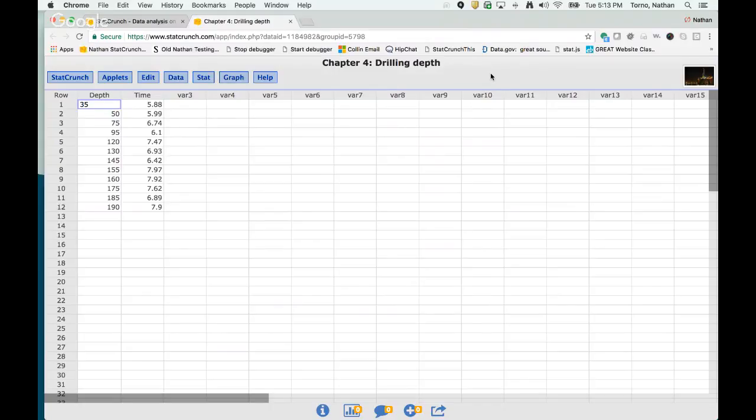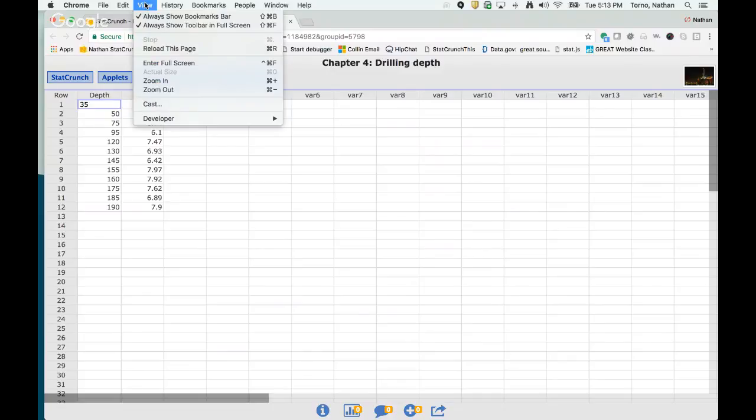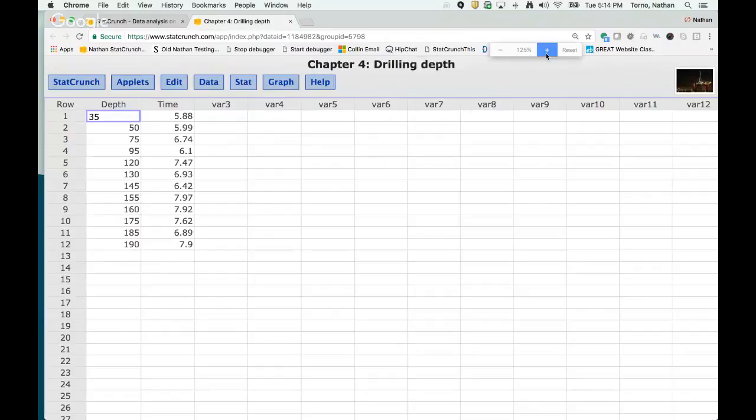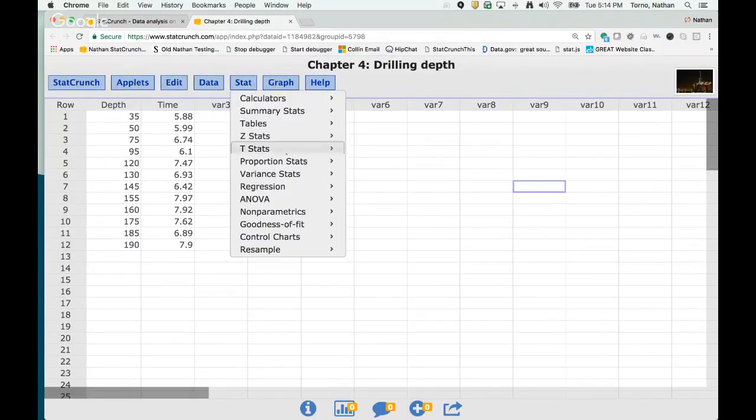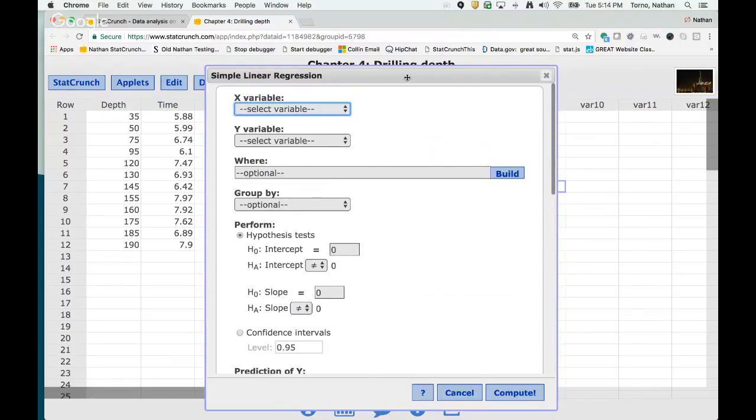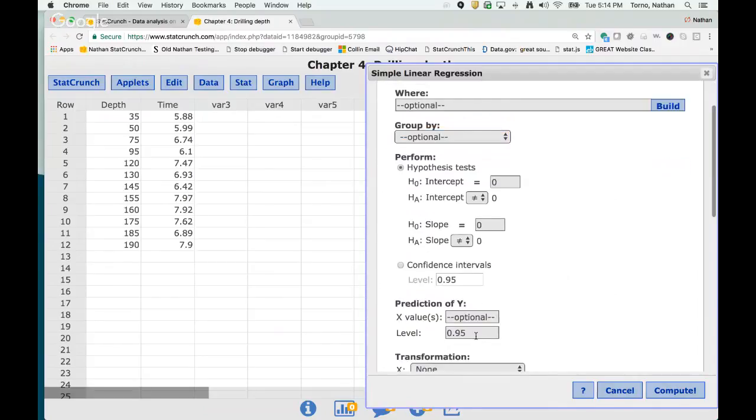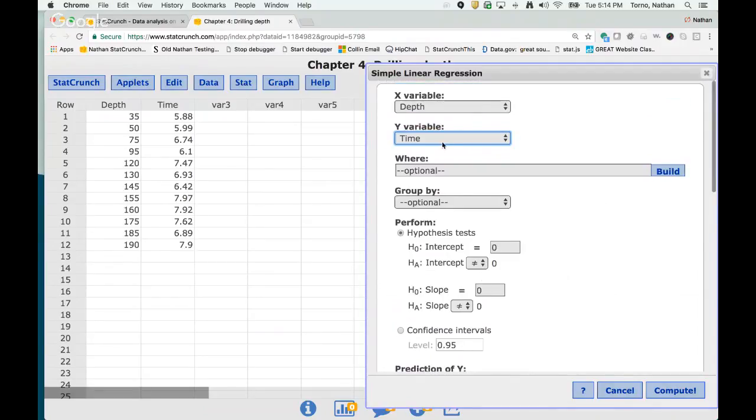So the item you want to use is, again, stat regression simple linear, the same one we use for correlations. And the exact same process again. So stat regression simple linear, we're going to use our depth as our x variable and the time as the y variable. Generally for this, you're not going to have to do any of this extra stuff. So just deal with that initially. Click compute.